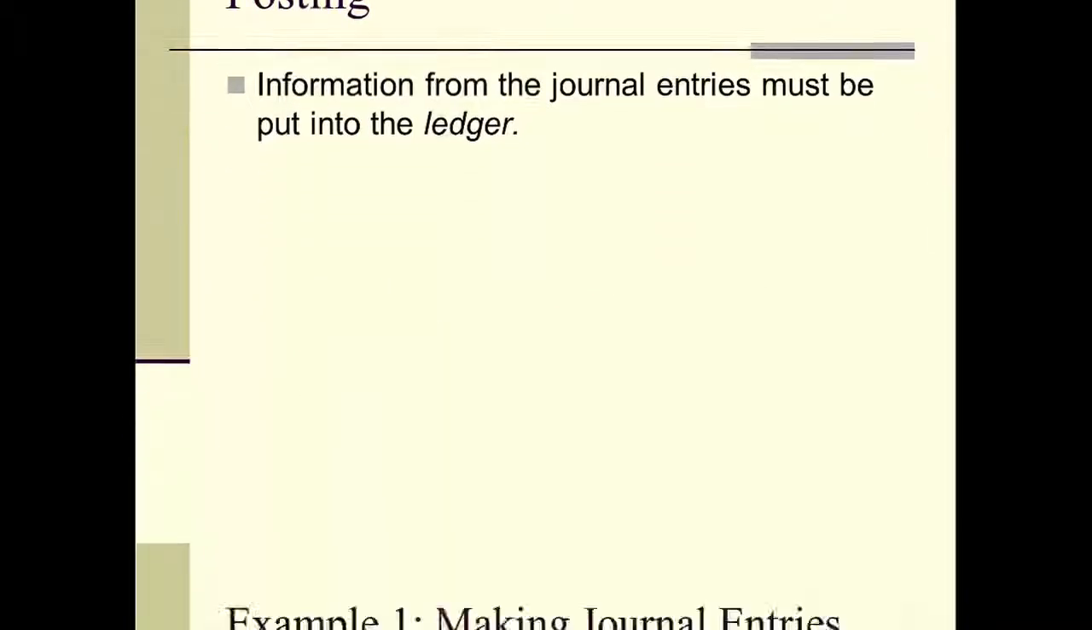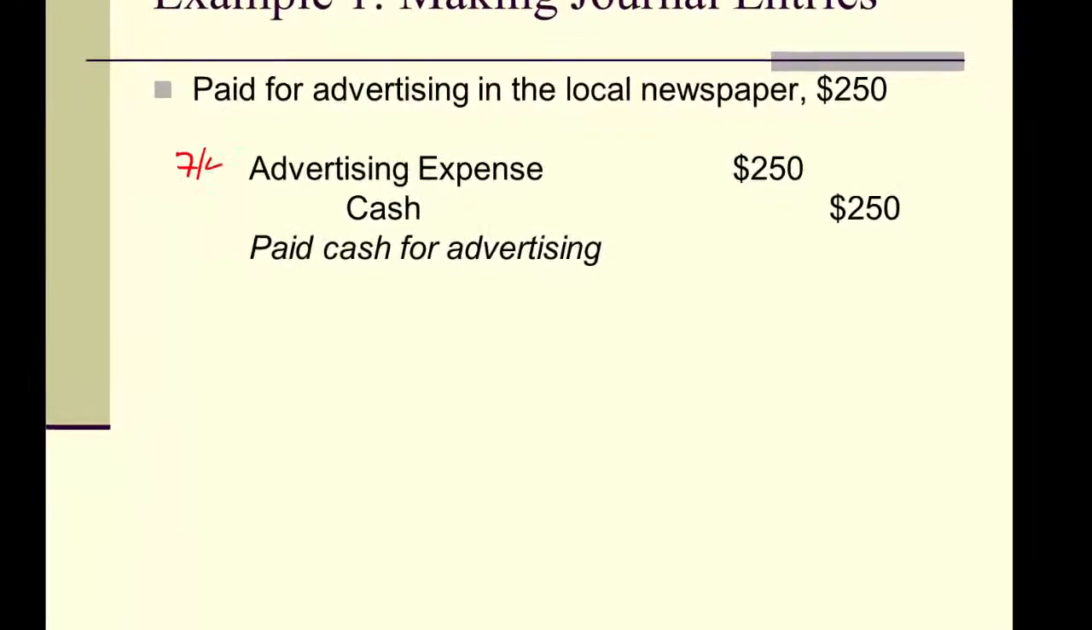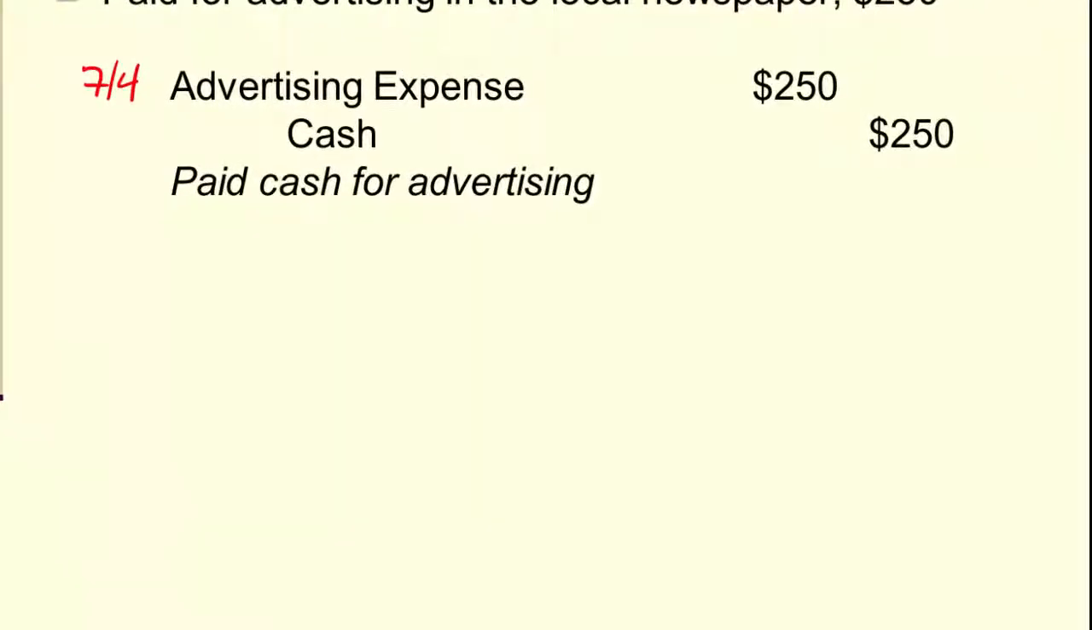So let's take a look again at that journal entry that we just did. We debited advertising expense for $250. We credited cash. If I were going to post this, what I would do, first off, is I'd put a date on there. So let's say, use like the 4th of July. So July 4th, we paid for advertising. Why we were in the office, I don't know, but we were. So you have to have a date in order to post effectively.